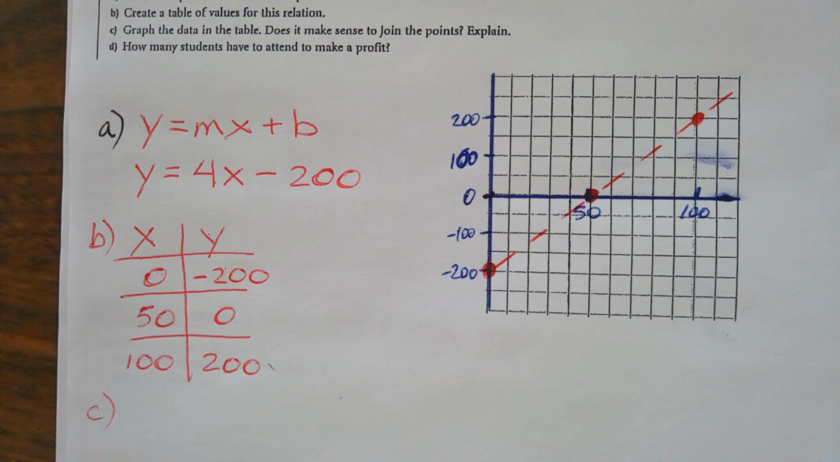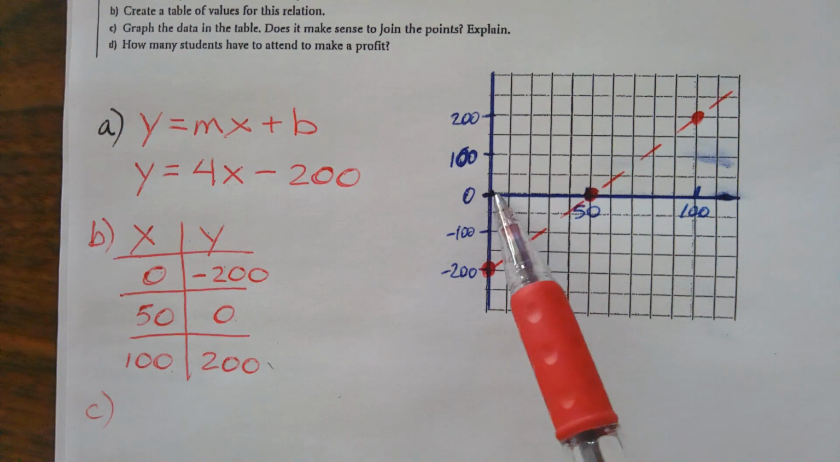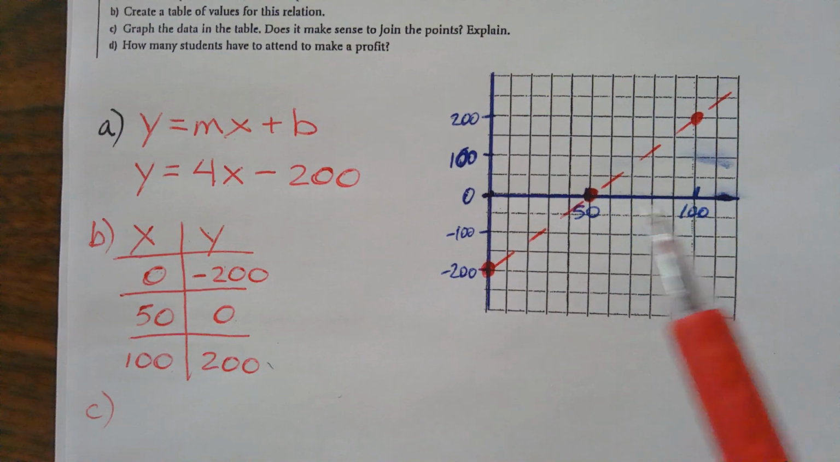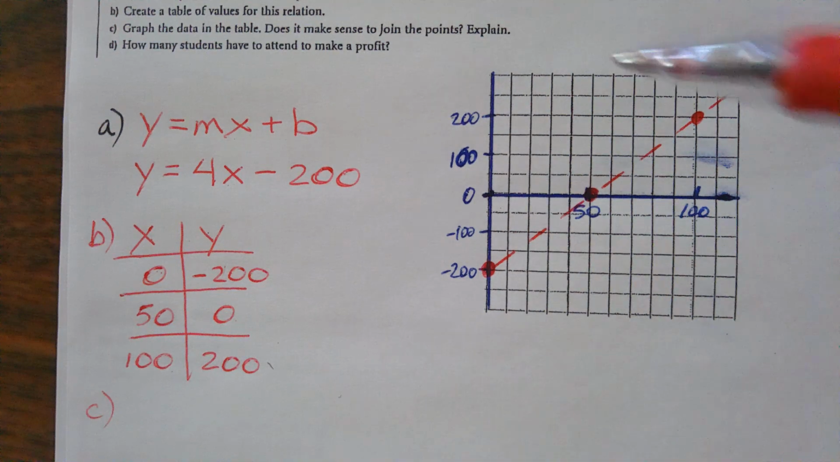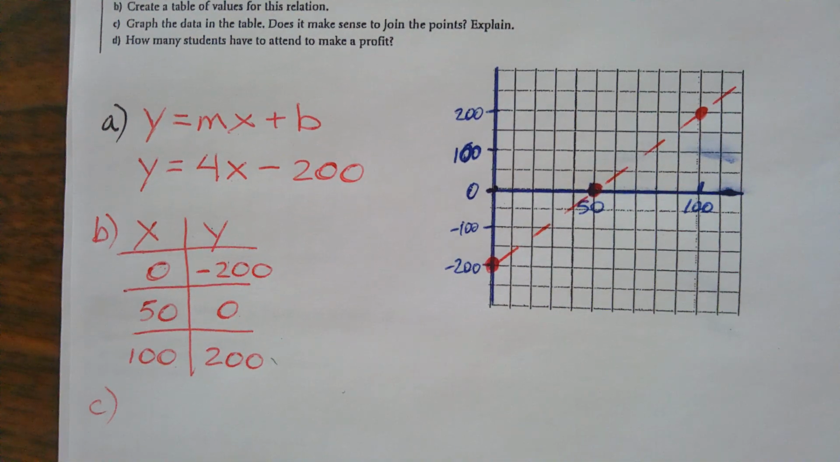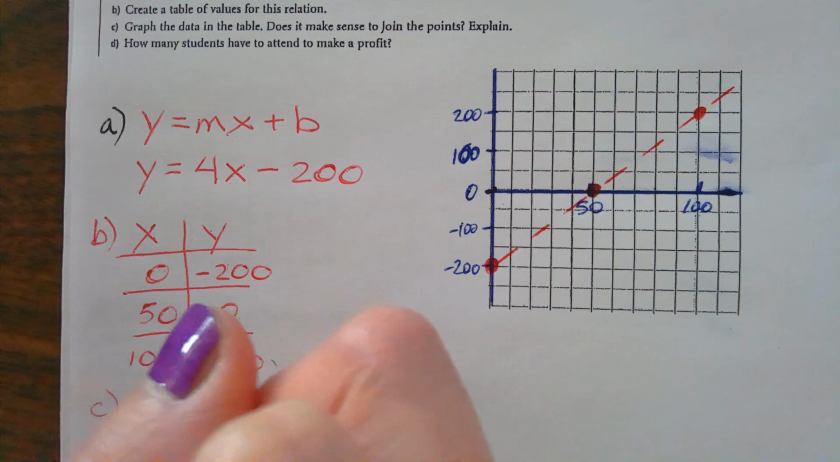I heard it over here. Jeffrey, what did you say? Yeah, you can't have half a person go to the dance, right? Because x represents the number of people. So I can't have half a person go to the dance. So that's why it's a dotted line. Right? Dotted line.